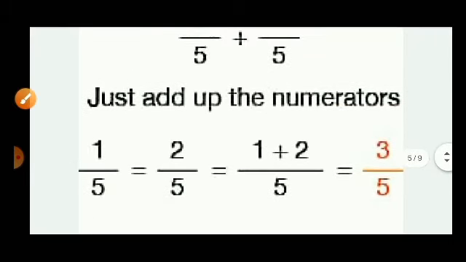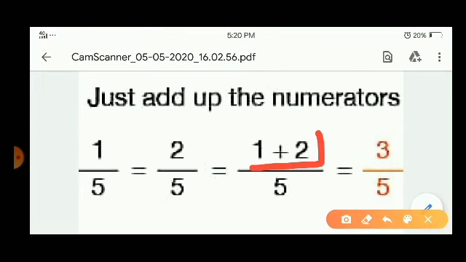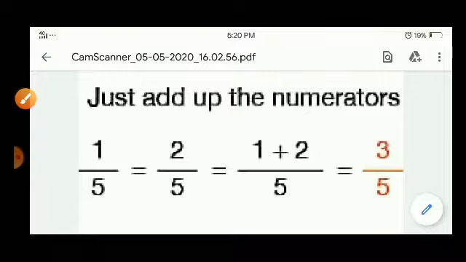That is 1 plus 2. The denominator will be the same. Important thing, the denominator will be the same. We just have to add this numerator with the numerator. The denominator will be the same. So 1 plus 2 is equal to 3. The denominator is the same. So you can see this is the answer, that is 3 upon 5.